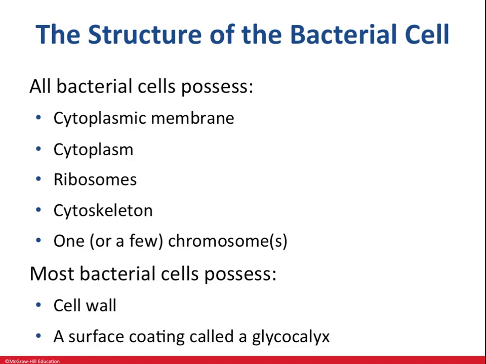One or a few chromosomes. The chromosomes contain the DNA. The DNA stores the hereditary information for the bacteria. Most bacteria have a cell wall, but not all bacteria. Then there is a surface coating called glycocalyx.